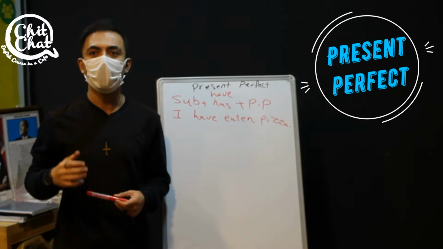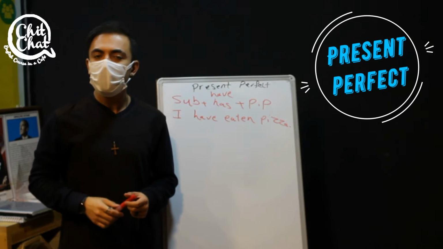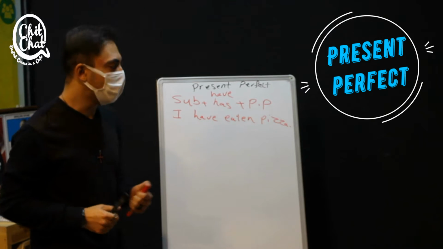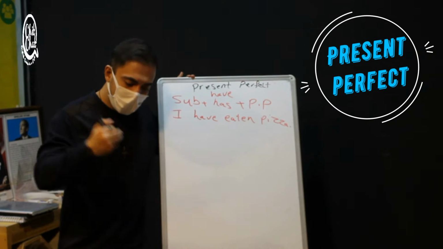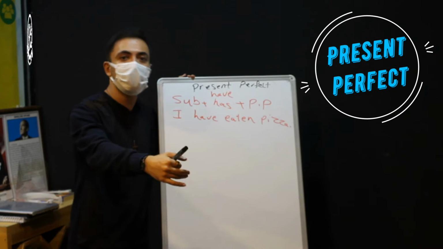Now let's discuss the usages. When do we use present perfect tense? We use it in different situations. Number one, we use present perfect when an action happened in the past and continues till now.